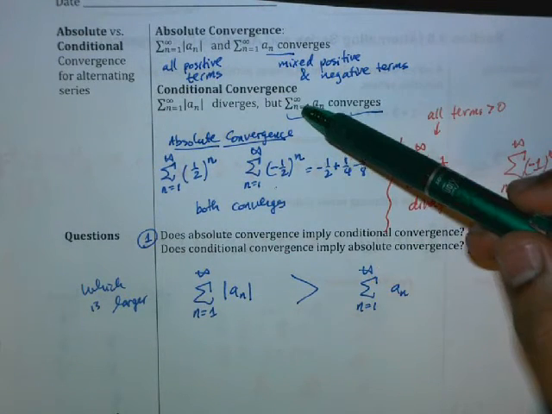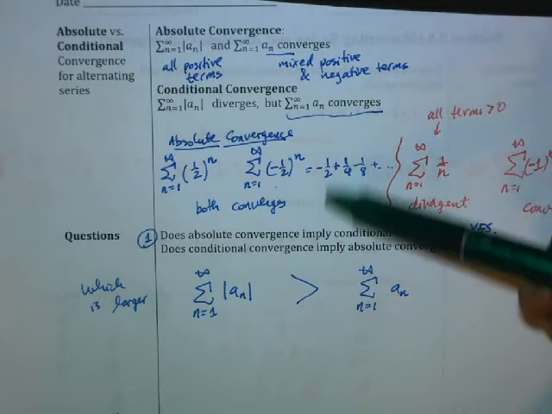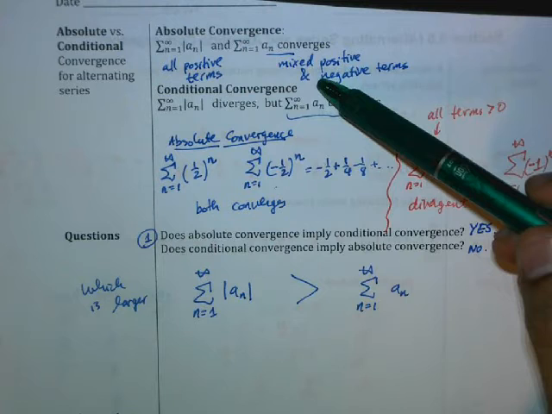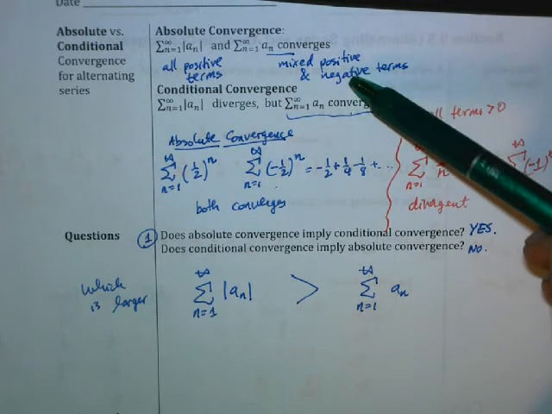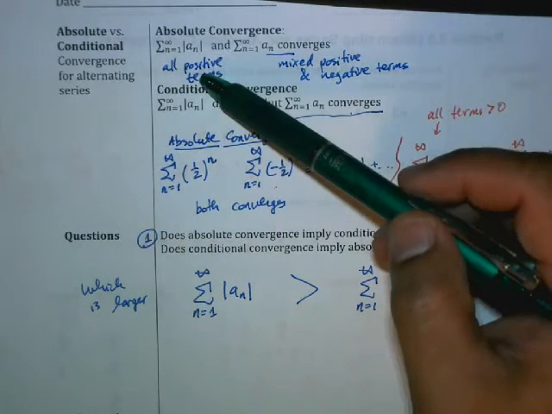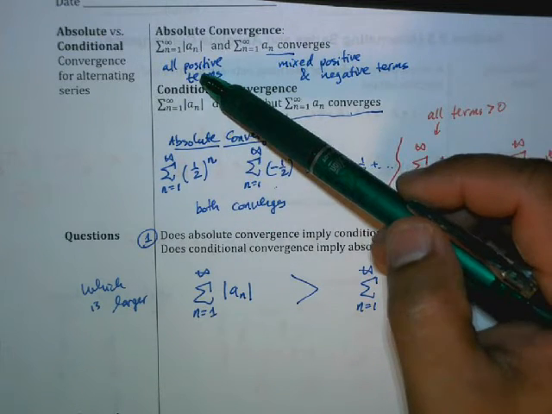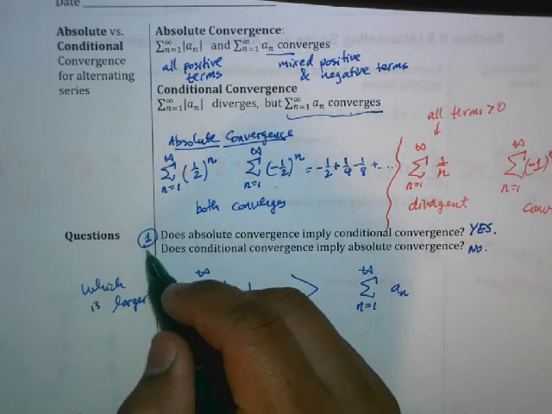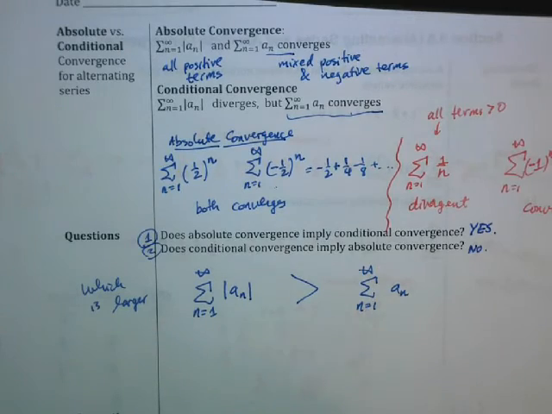Okay, so conditional just means that the series that has the mixture of positive and negative values will converge, and absolute convergence means that the series that has the negative and positive values will converge, and the series that has all positive values will also converge. Because the series with the bigger values, with the absolute positive values here, will always be larger than the other series. So the answer to number 1 is yes. The answer, we'll call this question number 2, is no.